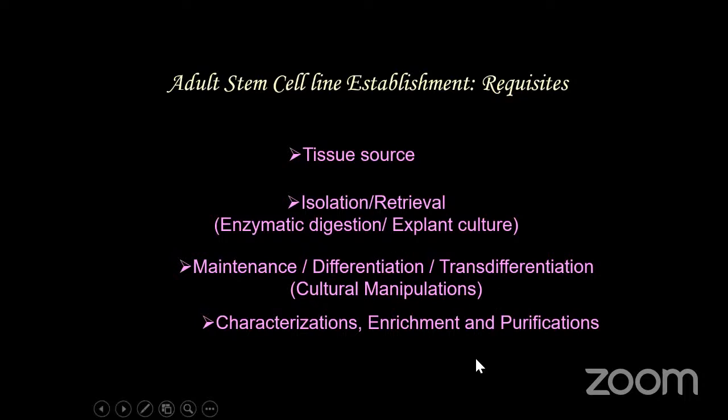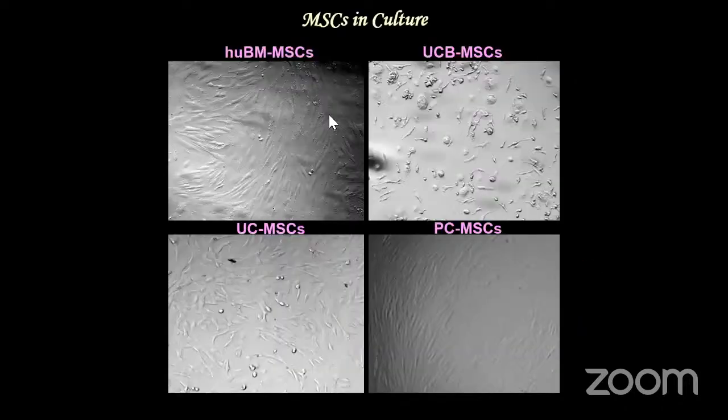Then once you get these cells, one has to characterize, enrich, purify, and do whatever the downstream experimental plan or implications someone has in mind. I'll show you some examples here. These are the mesenchymal stem cells. Our blood has two types of stem cells: hematopoietic stem cells and mesenchymal stem cells. Mesenchymal stem cells, in fact, also support hematopoietic stem cells. These are multipotent stem cells which can give rise to bone, that is osteocytes, fat, adipocytes, and cartilage, chondrocytes. Three different cell types can be formed from this.